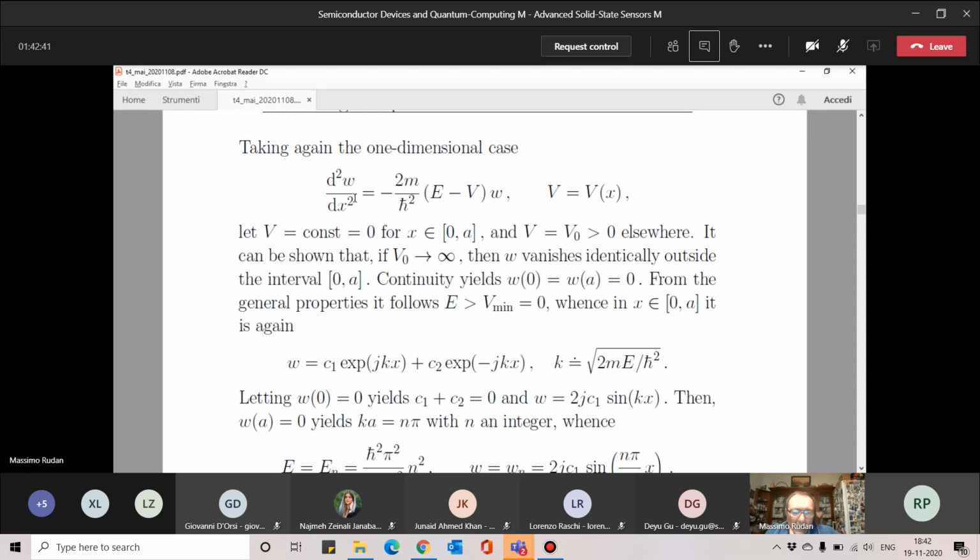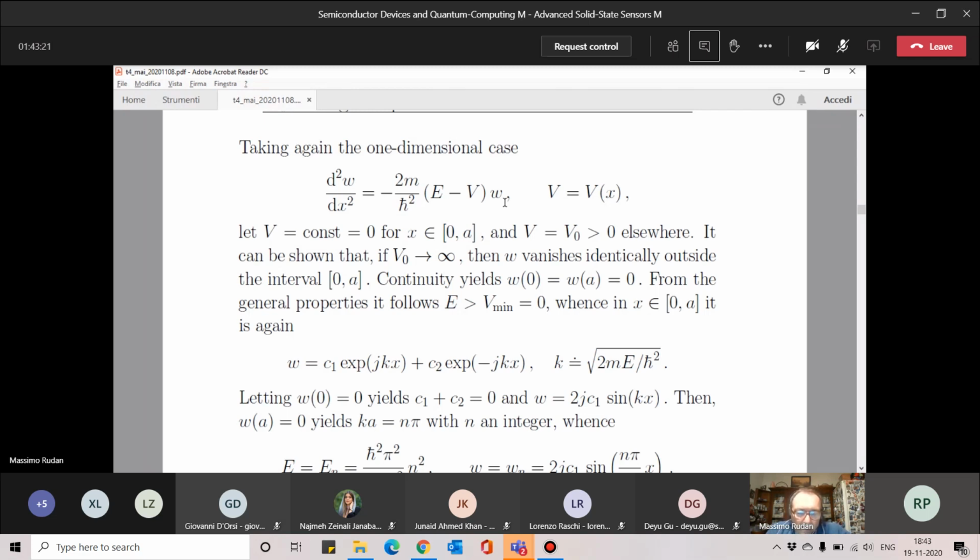in one dimension, second derivative of psi with respect to x equal to minus 2m over h bar squared, times E minus V. V is 0 inside the interval 0 to a, and V becomes infinitely large outside this interval, okay? For this reason, since we know that psi is identically equal to 0 outside the interval, we can calculate psi only inside the interval, okay?